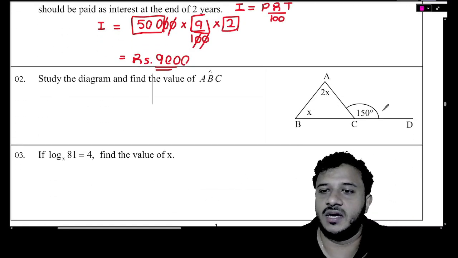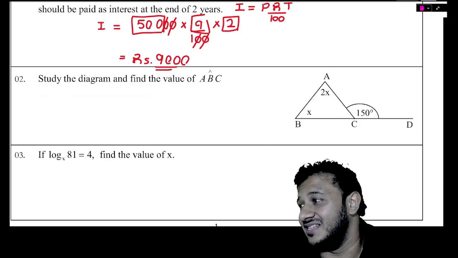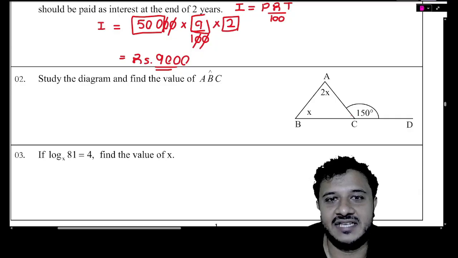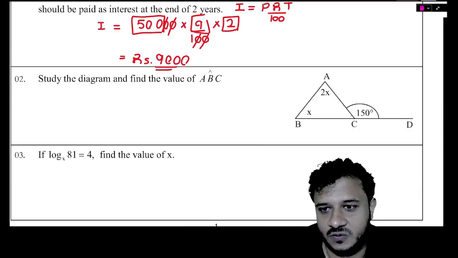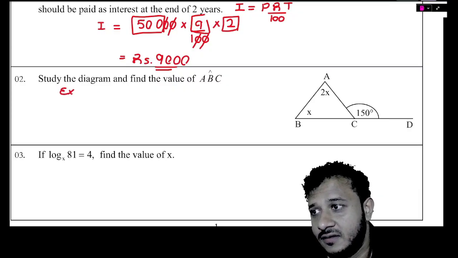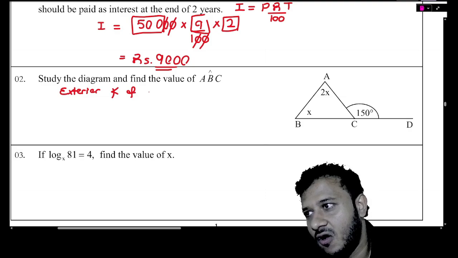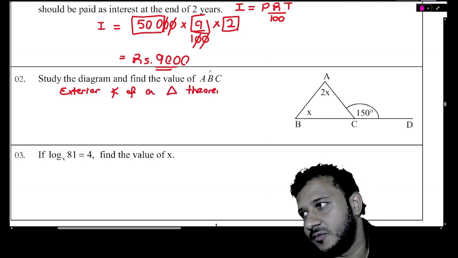Next one. What can we see? I know that you all can work out what this angle is and all the stuff. But as grade 10 students, what can you see straight away when you see this? What theorem comes to your mind? Exterior angle theorem. Exterior angle of a triangle theorem, right?